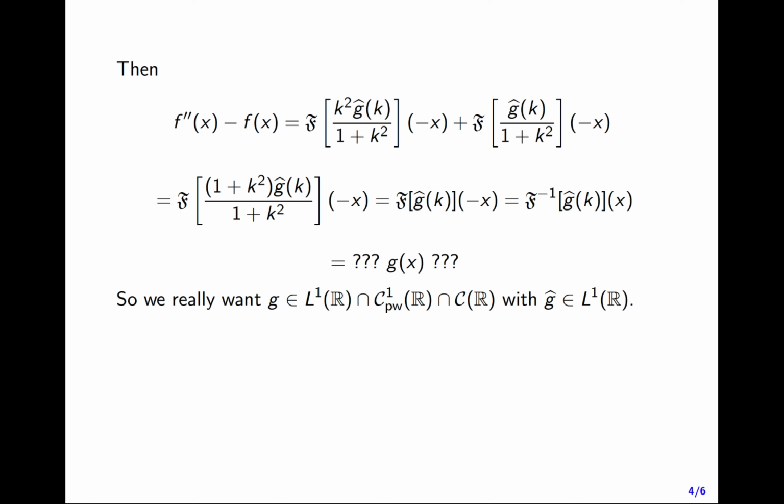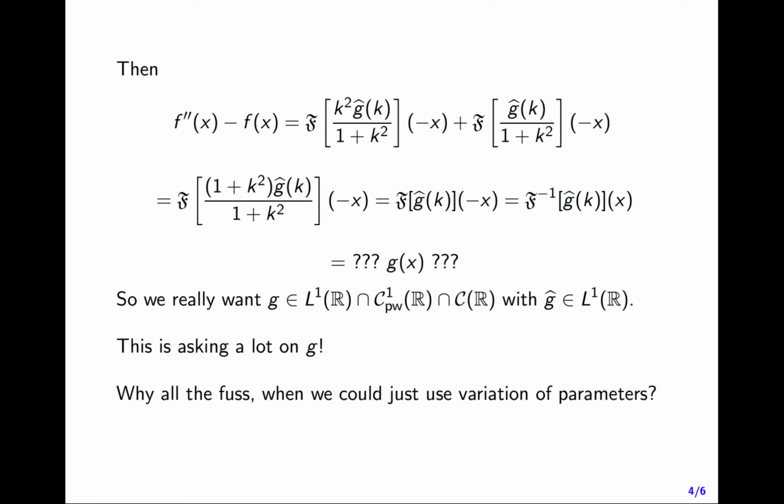So remember, I've said this a couple times this week already, if g is in L1, that means g hat is defined, but that does not guarantee you to have g hat in L1. If g is piecewise continuously differentiable, well, g could still be discontinuous at some places, so assuming that g is in both C1 piecewise and C of R is not redundant. This is asking a lot on g, isn't it? I want g to live in the intersection of three function spaces, and I want its Fourier transform to be nice. Why am I doing this to you?